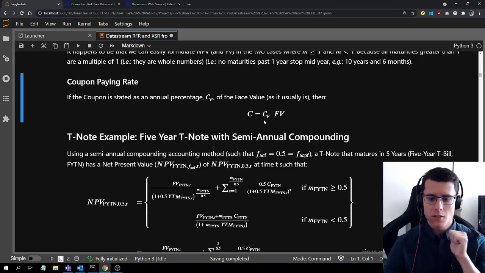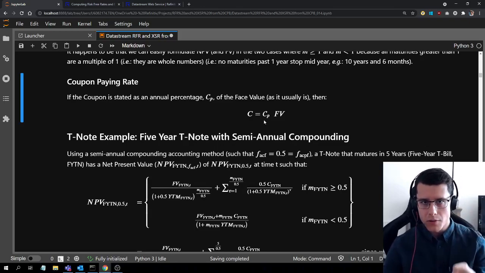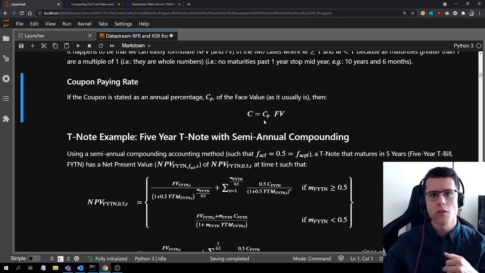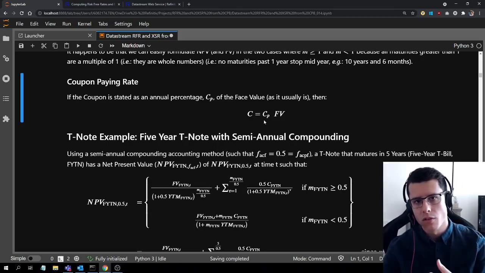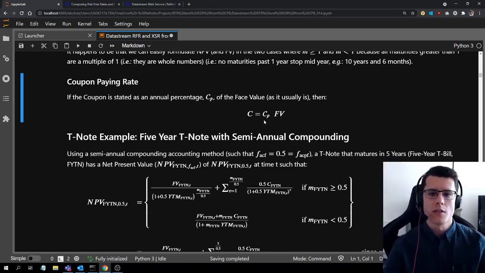It's paid to the issuer. So if I was to buy a bond from the Fed, I would be the one receiving the coupon payments every 6 months until it matures, and then when it matures, I get the full face value of the bond, which is usually $100.